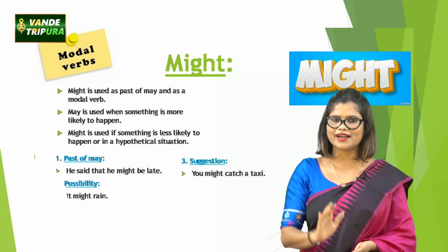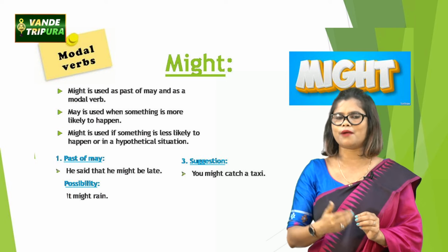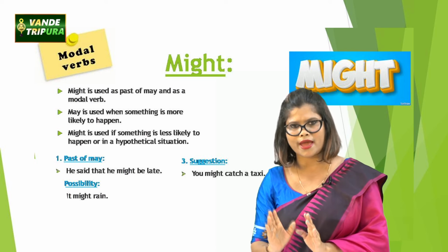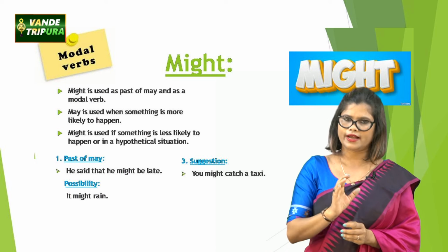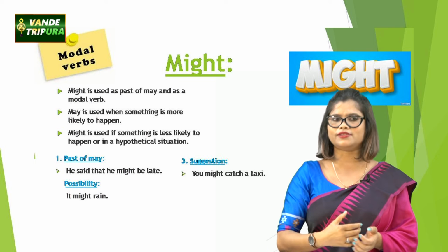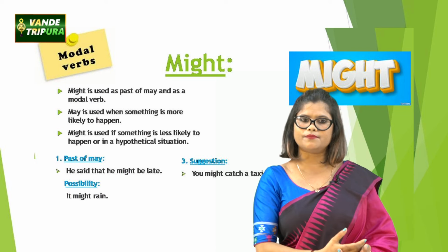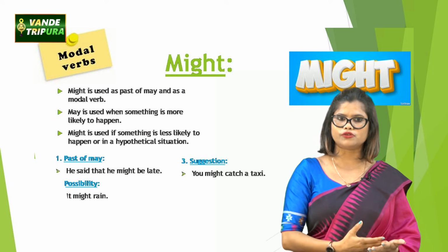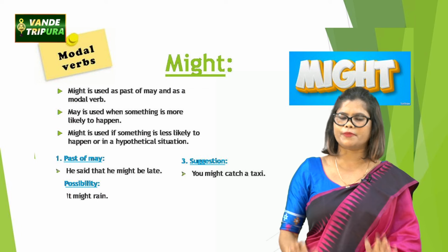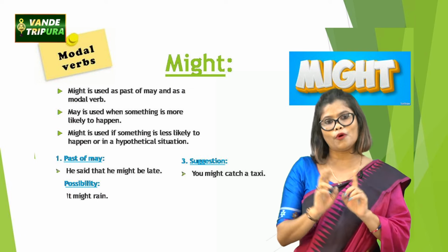Basically might is the past of the modal may. When we use may, its past form is might. The general rule is that it is the past form of the modal verb may, and it is a modal verb. Modal verb means something that makes the sentence polite and formal. May is used when something is more likely to happen, might is used when something is less likely to happen or in a hypothetical situation. Remember that may and might have some difference.